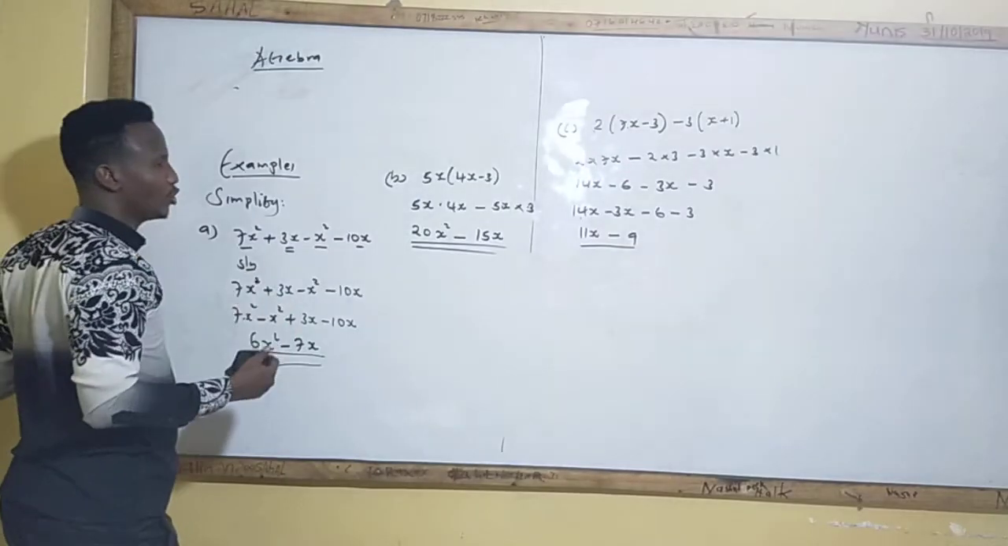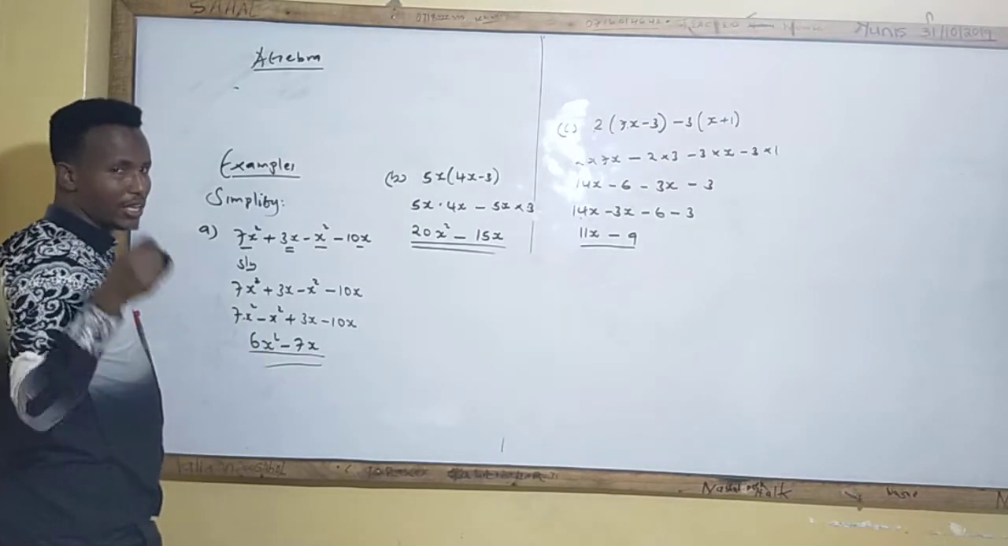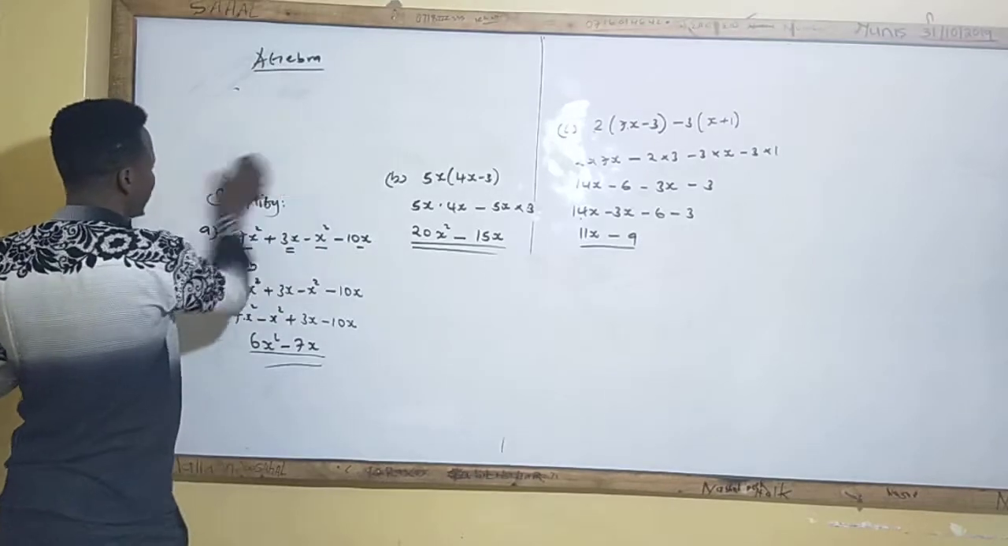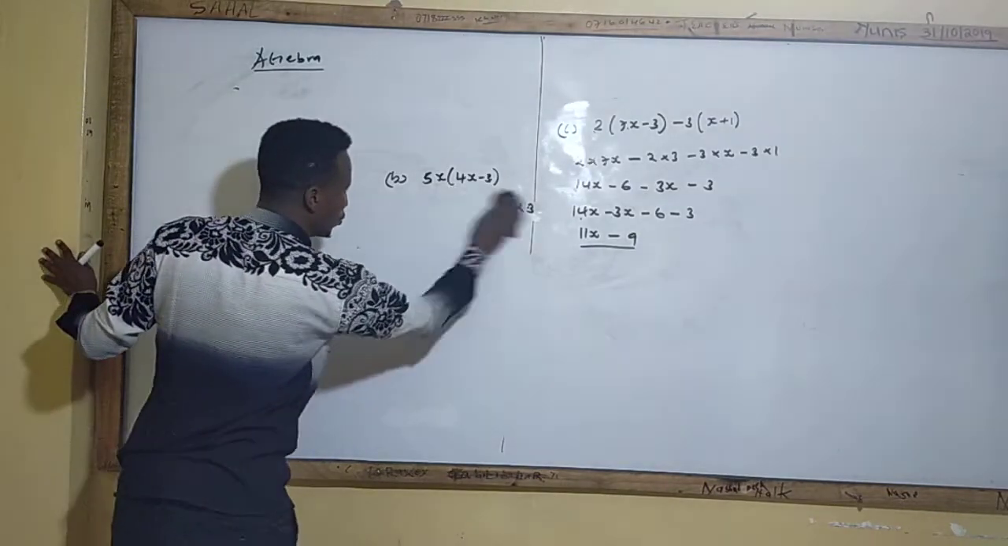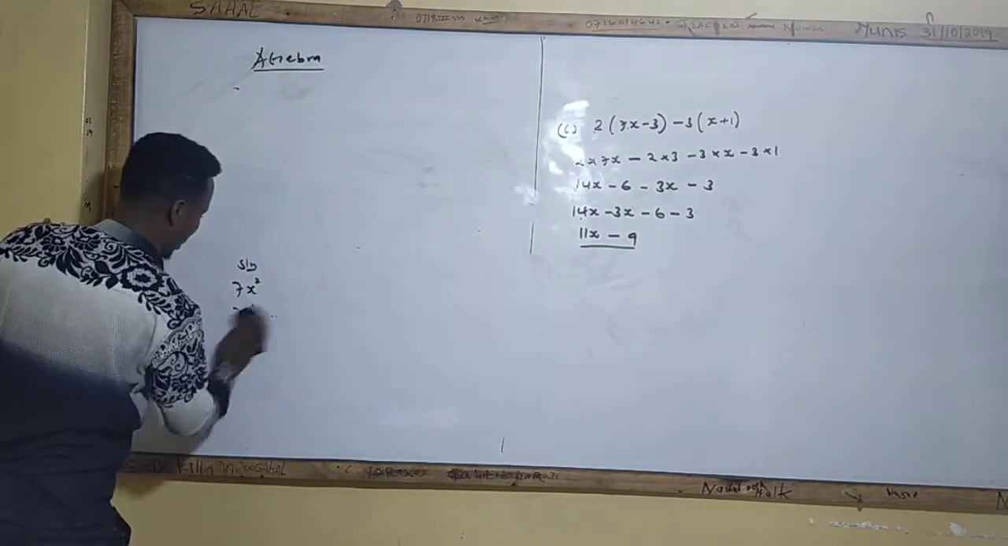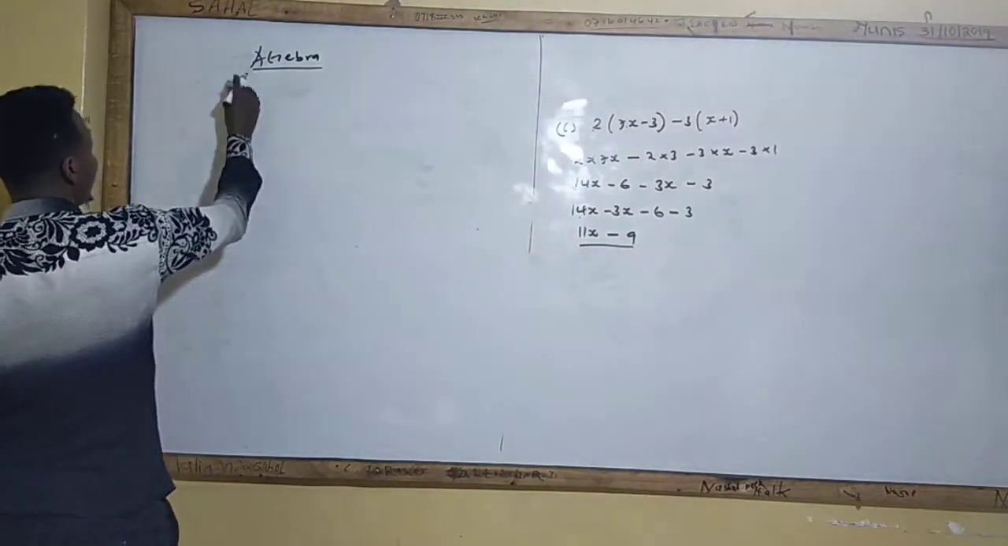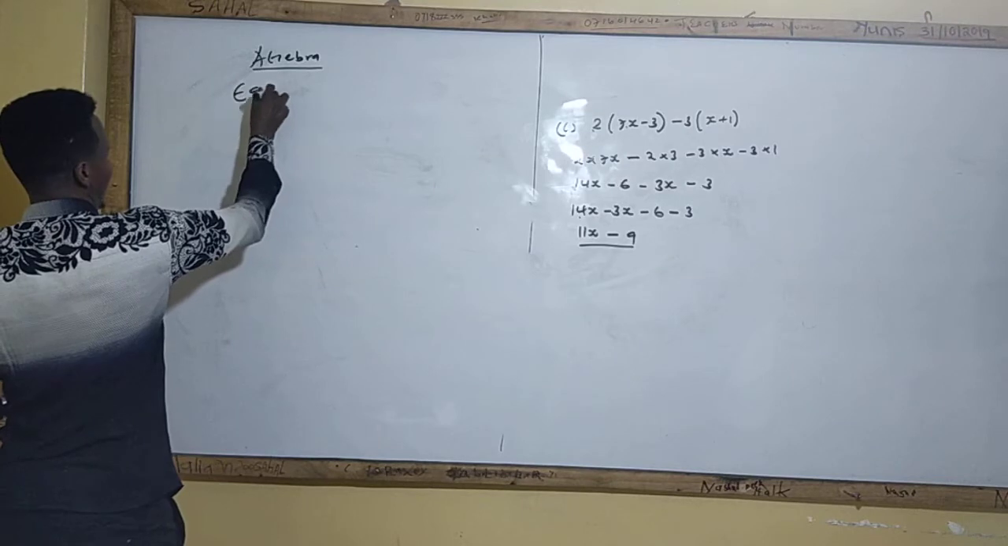In the process of calculation, make sure you go with me. Have your pen, your calculator, plus the exercise book. You just write there, okay? Then we will proceed to equation. Algebraic equation. This is what we're going to see again.